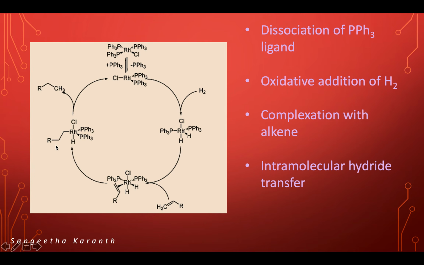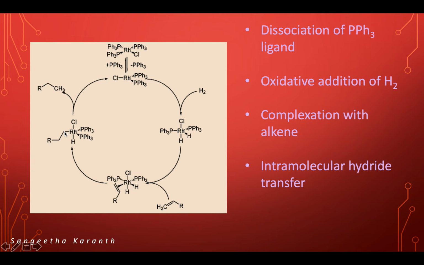But now this is not the product. We want R, CH2, CH3. But here we have CH2. So now what we have to do? One more hydrogen, that is nothing but the hydride, has to get transferred to this carbon, so that we'll get R, CH2, CH3. I think it is clear. This is R. Here it is CH2. How did we get this CH2? Because of the transfer of hydride from here.